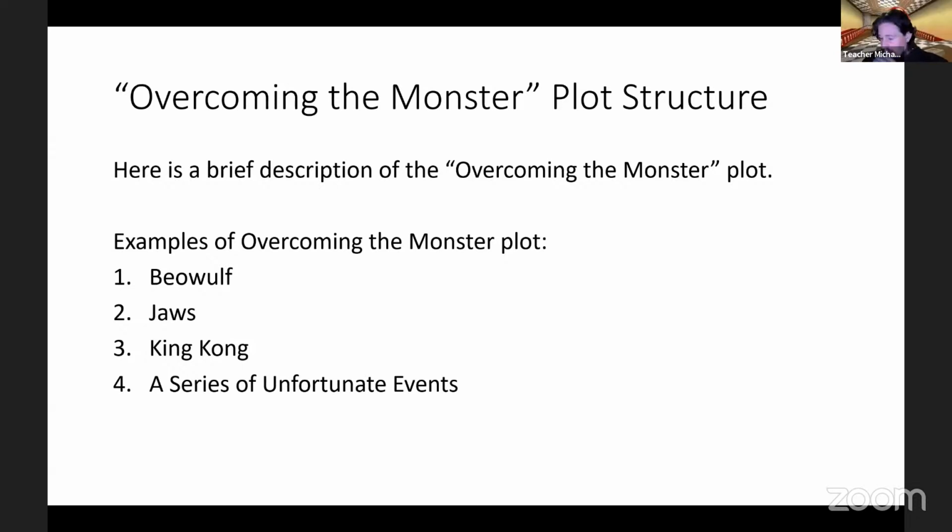So overcoming the monster is most of the time used in fiction books, so pretend books. Although just about every story that's ever been told, whether it's real or fiction or non-fiction, all of them will use one of the 7 plots that we are going to explore within the next 7 weeks. So yeah, tonight is overcoming the monster, and examples of that.